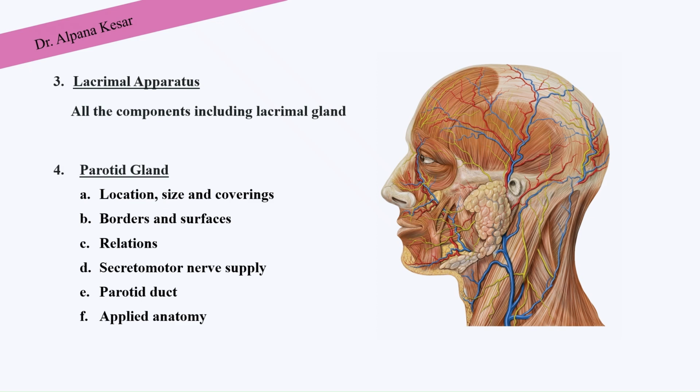The third chapter is lacrimal apparatus, which will include the lacrimal gland. The fourth chapter is parotid gland, in which location, size, and coverings of parotid gland is done, followed by borders and surfaces, relations, secretomotor nerve supply of parotid gland, parotid duct, and applied anatomy.